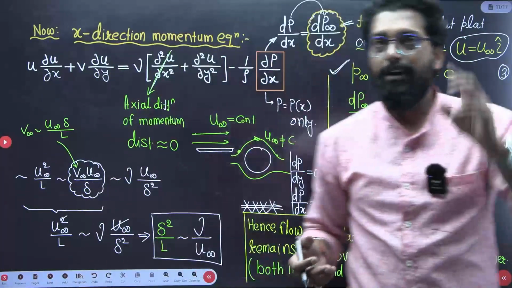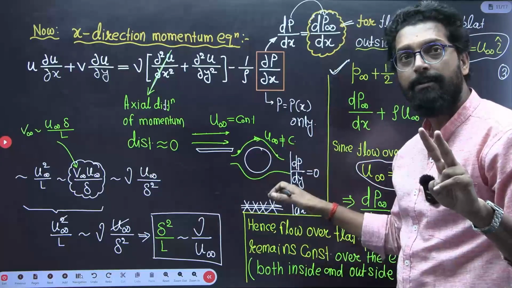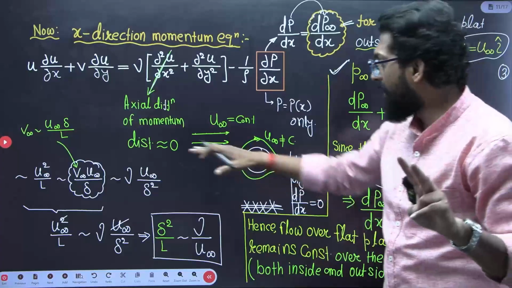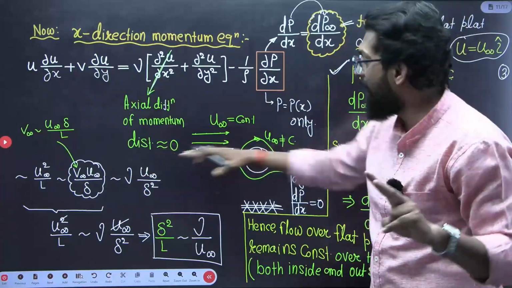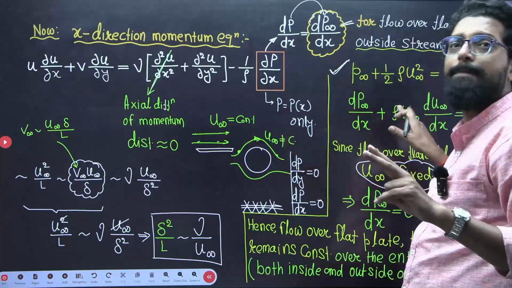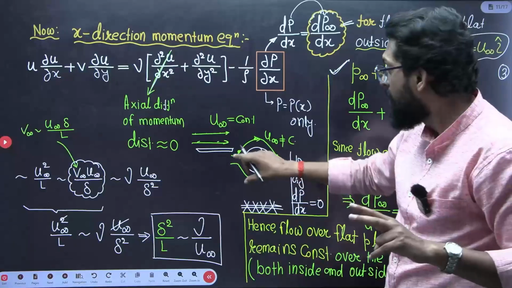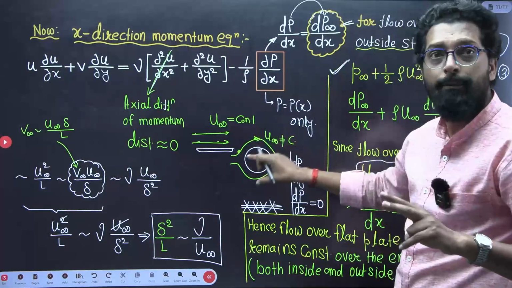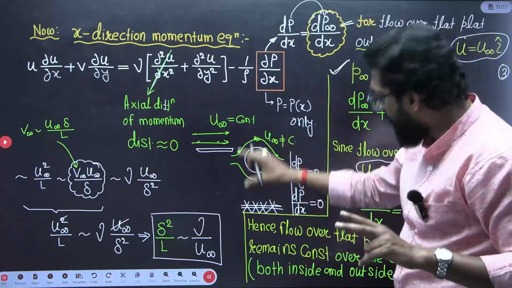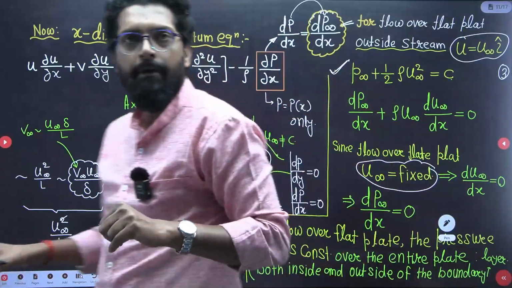External surfaces have two natures: one is the flat surface, the other is the curved surface. Over the flat surface, the pressure remains constant at each and every point over the entire plate. But over the curved surface, pressure will change from one point to another. So there may be boundary layer separation, but in this case there is no boundary layer separation. That is a very important thing.